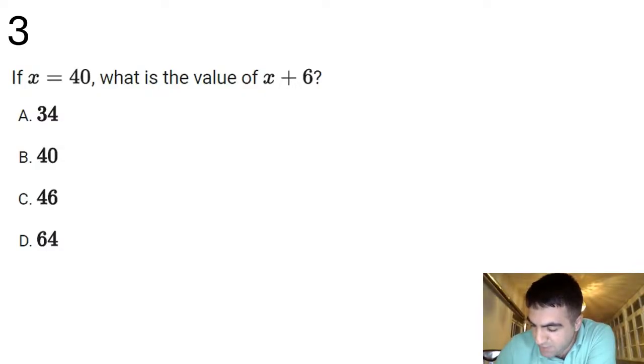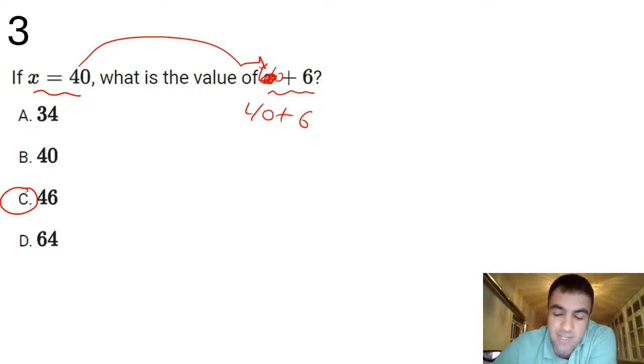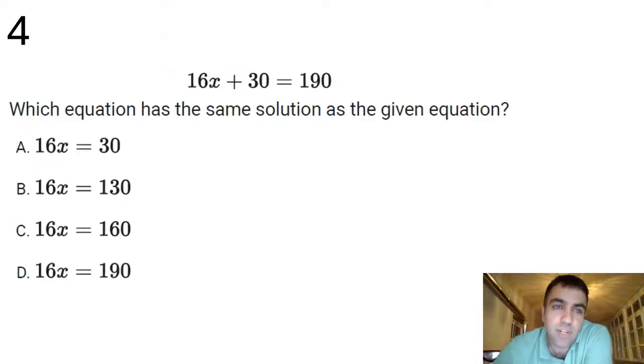Mr. Saif says C, 46. Let's solve. If x is equal to 40, what's the value of x plus 6? We should delete x and write 40 here, right? 40 plus 6 is equal to 46. The correct answer is C. Fourth question.